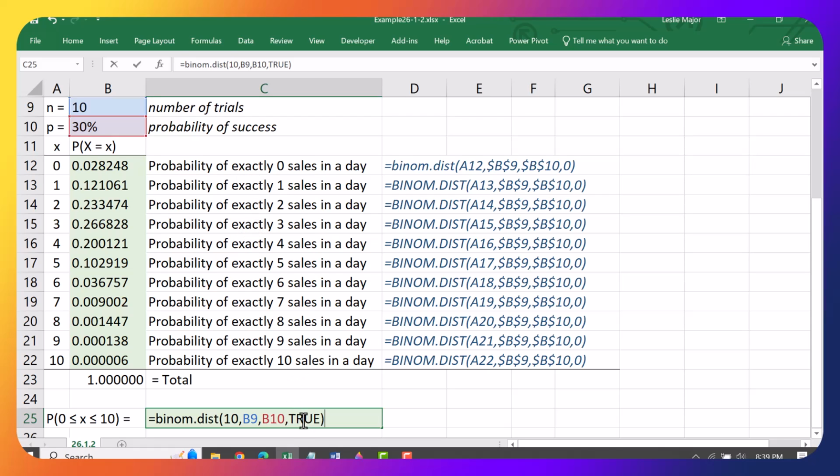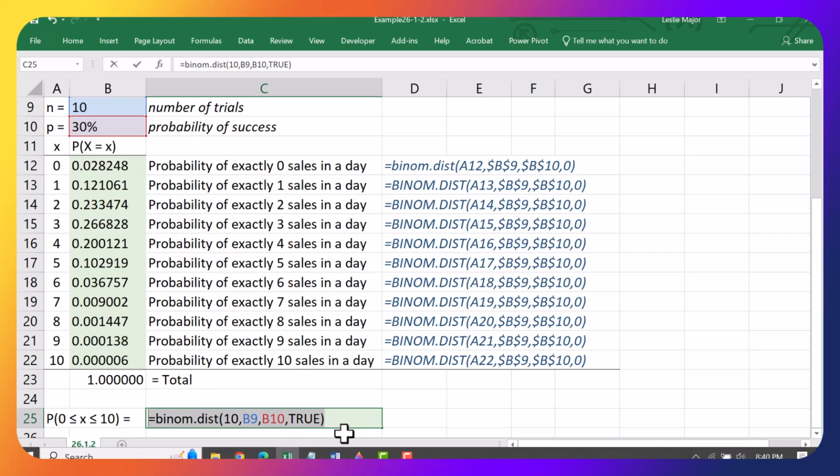What does that mean? It's telling Excel, go accumulate or add up all the possibilities up to and including 10. So cumulative equals true grabs all of the possible x values up to and including the number of successes, the x value, that we put in, in this case 10. So let's see what we get.